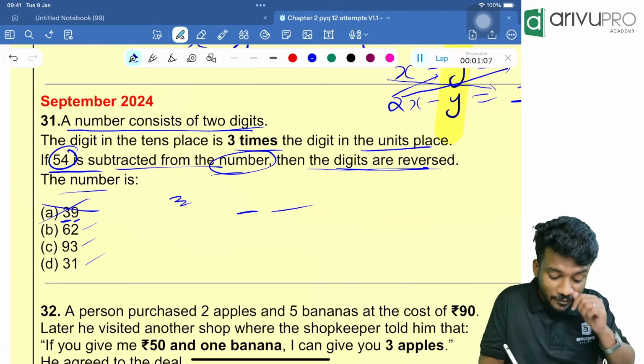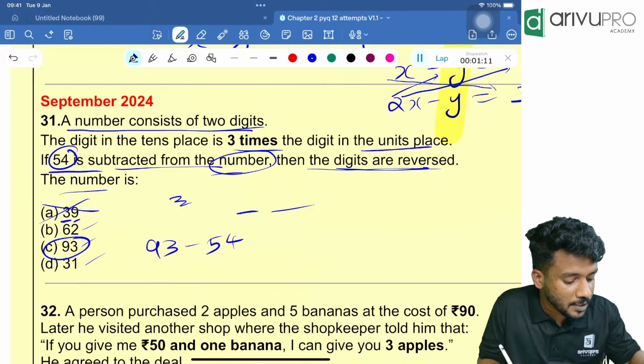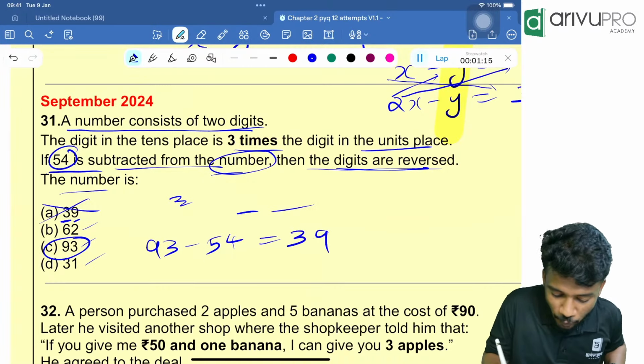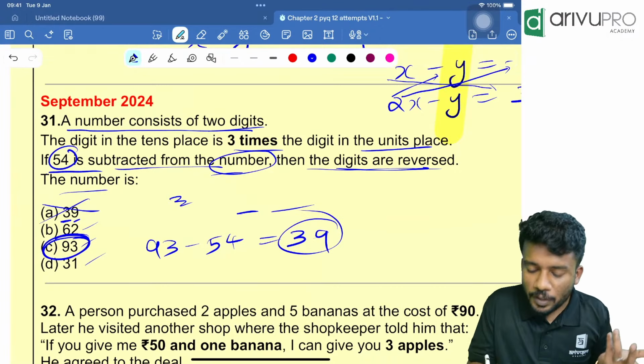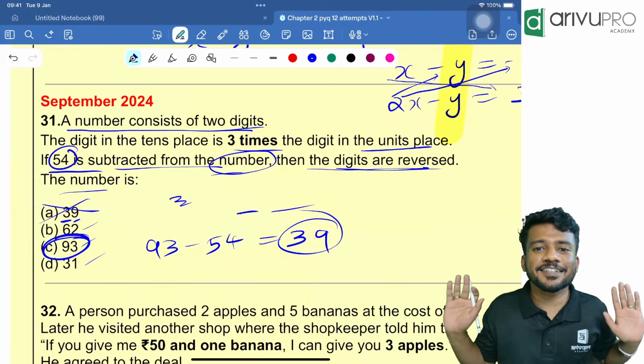The digits are reversed. 93 minus 54 is how much? 39. So look here, 93, 39. The digits are reversed. If you don't have that approach, your time will be gone inside the exam hall.